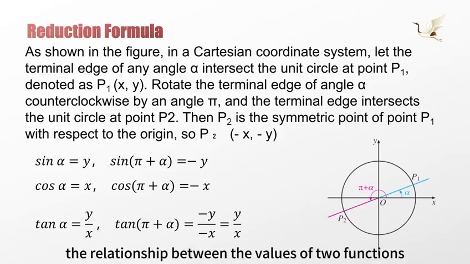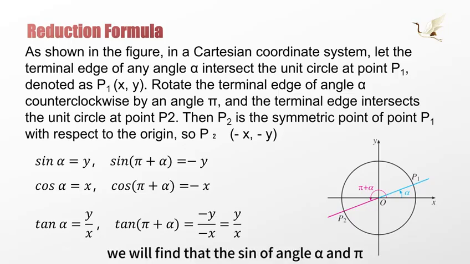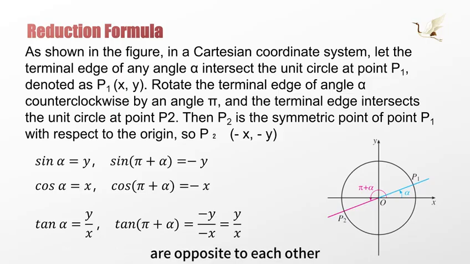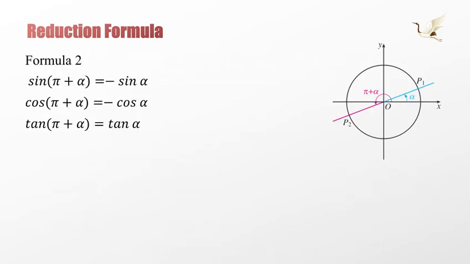Let's compare the relationship between the values of the two functions horizontally. We will find that the sines of angle alpha and π plus alpha are opposite to each other. The cosine values of these two angles are opposite to each other. The tangents of the two angles are equal. From this we get Formula 2. Sine of π plus alpha equals negative sine alpha. Cosine of π plus alpha equals negative cosine alpha. Tangent of π plus alpha equals tangent alpha.